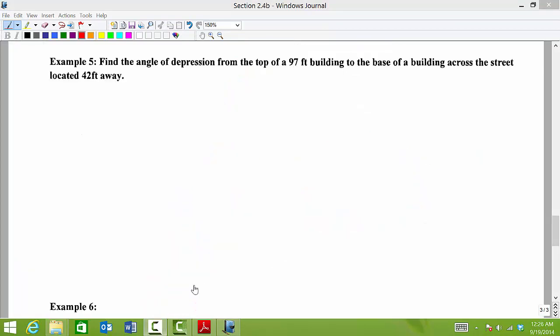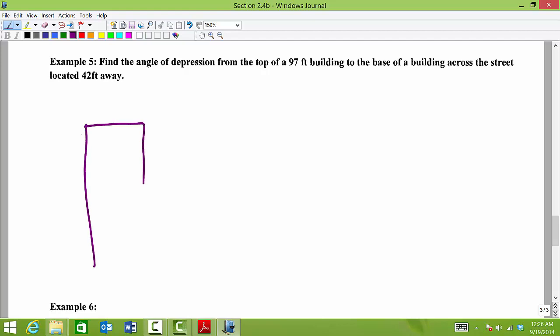In example 5, we are asked to actually find the angle of depression if we are standing at the top of a 97-foot tall building, and we want to find the angle of depression from the top of the building to the base of the building across the street. And we are told that that building across the street is located 42 feet away. So we're going to draw a picture here.